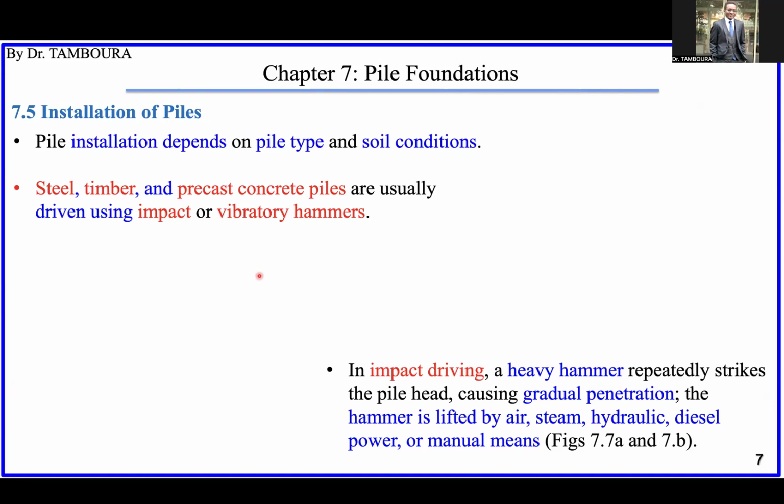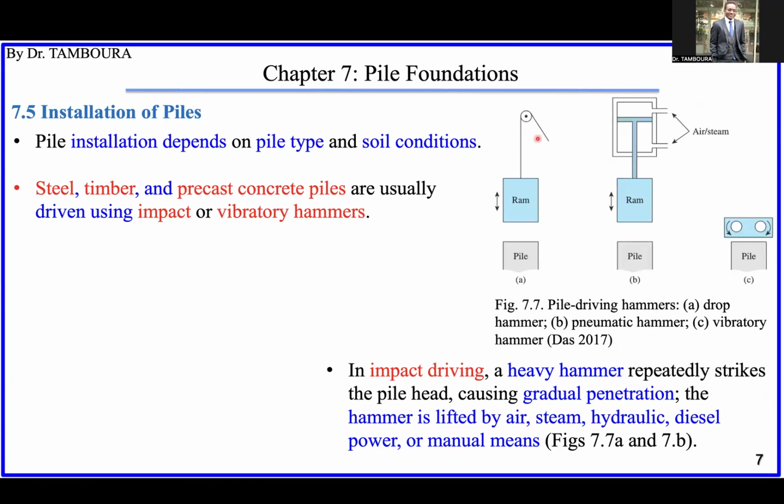You have a heavy hammer or ram and you hit the pile head with it, and gradually the pile penetrates the ground. The hammer can be lifted by air or steam, hydraulic, or diesel power, or it can also be lifted manually. And this is just a drawing to illustrate what I'm saying. The two, A and B, are illustrations of this impact driving.